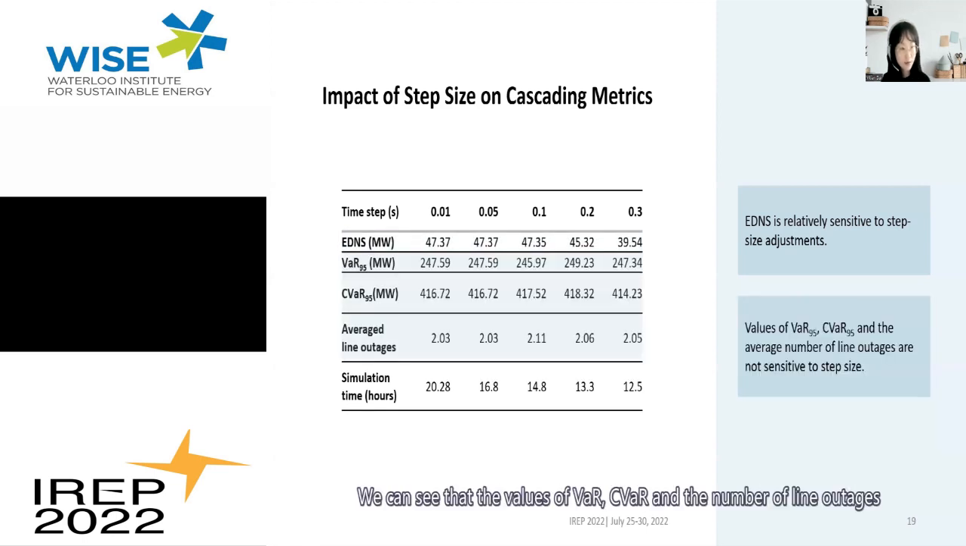And we can see that the values of VAR saver and the number of line outages are not quite sensitive to the increment of step size. They remain at a relatively constant level. The errors caused by the increased step size can affect the average demand loss, but have less impact on the extreme conditions that the VAR saver is concerned about, and also have less impact on the propagation of cascading outages.